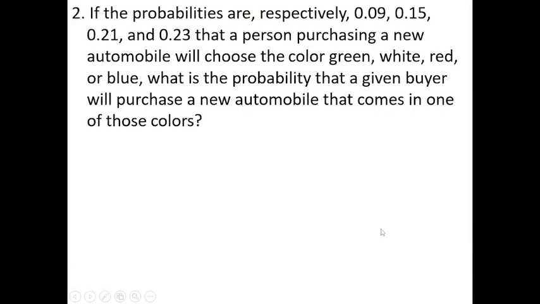So we now proceed with problem 2. Problem 2. If the probabilities are respectively 0.09, 0.15, 0.21, and 0.23, that a person purchasing a new automobile will choose the color green, white, red, or blue, what is the probability that a given buyer will purchase a new automobile that comes in one of those colors? Okay. Alright, so let's answer.